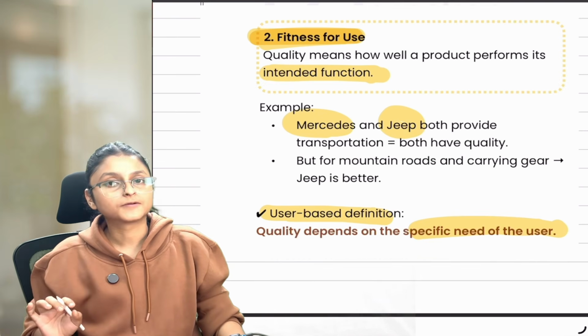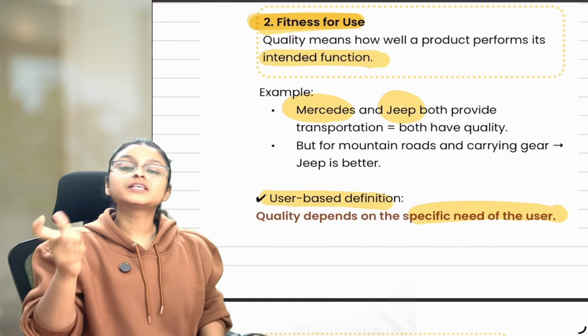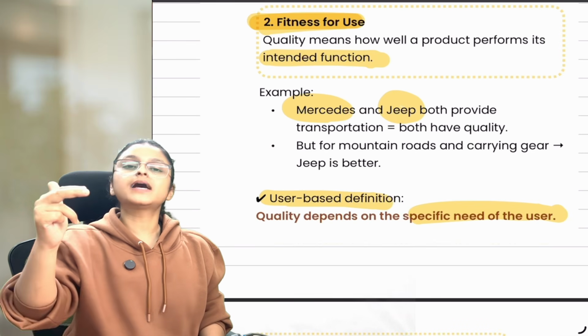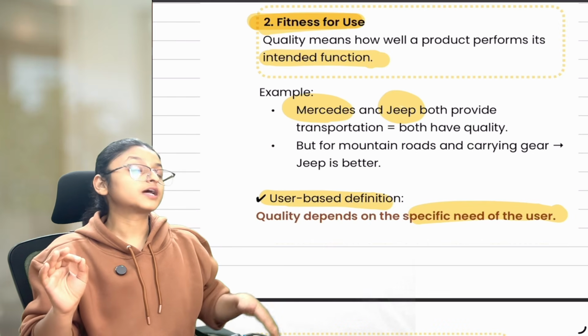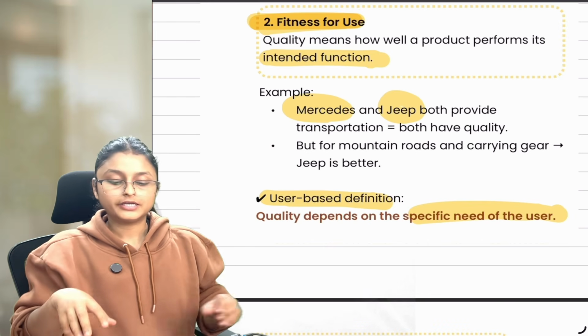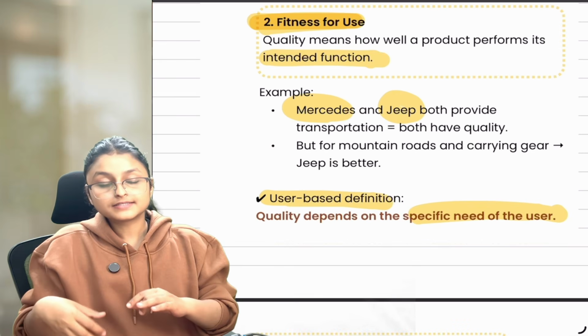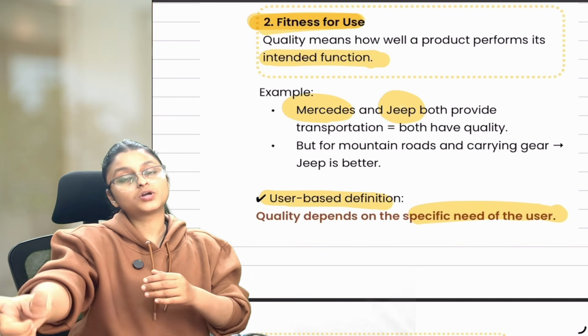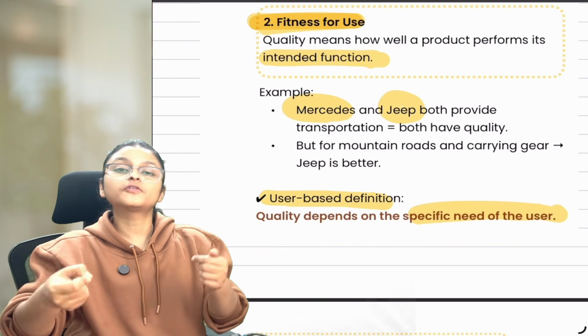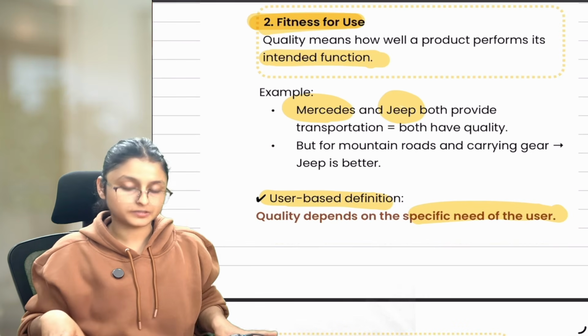on the basis of which quality is dependent. The first thing we understood was quality as perception, where we think that it is a quality product, but it is actually exactly the same as another product. In fitness for use, we are rating a product as a quality product on the basis of what function we want to perform with that product.